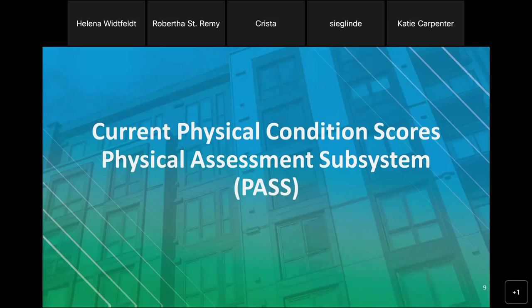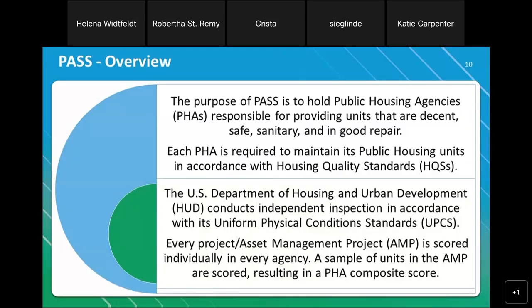This particular item, although it's in the category of tools, it's not necessarily a tool, but it's currently used to assess your performance. So the current physical condition score, physical assessment subsystem, or PASS in short, is how we are evaluated at the housing authority level, how well we do. Next slide, please. So again, this is just an overview on this.